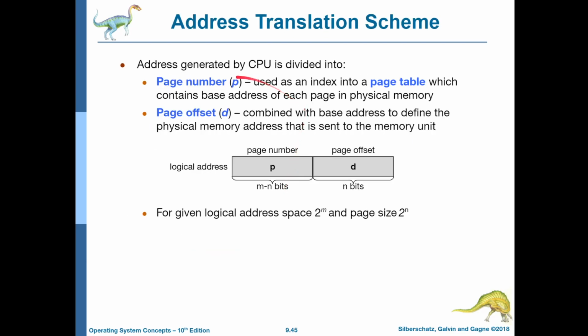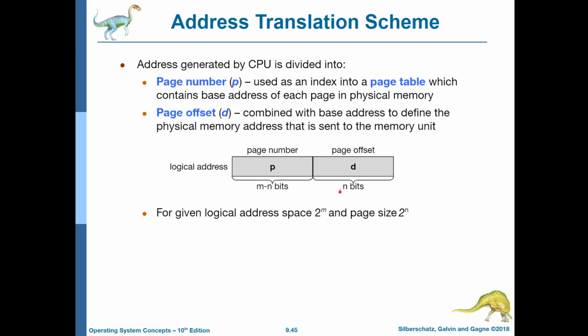So the way this works is the address that is generated by the CPU, which we call the logical address, is divided into two pieces. The first piece is the page number, but probably the more critical part here, and the one we measure things by, is the page offset. The page offset is the lower n bits of a particular logical address.